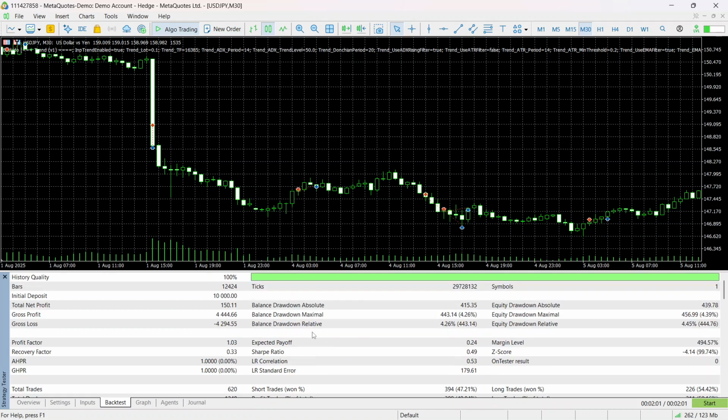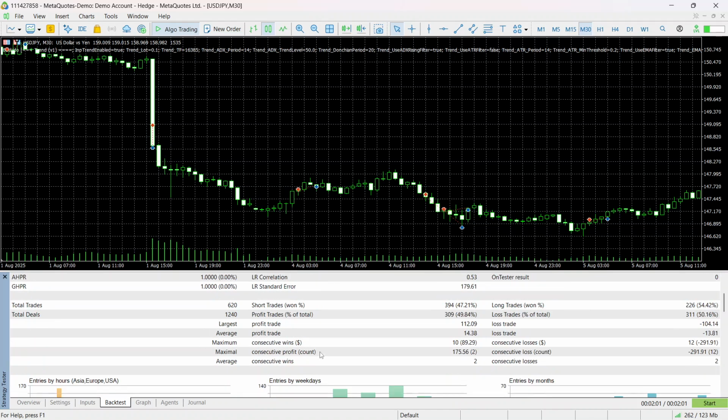Now, if you look deeper at our average winner and average loser, we see that it came in around 14.38, higher than the average loss at 13.81, with the largest profit $112, higher than the largest loss at $104.